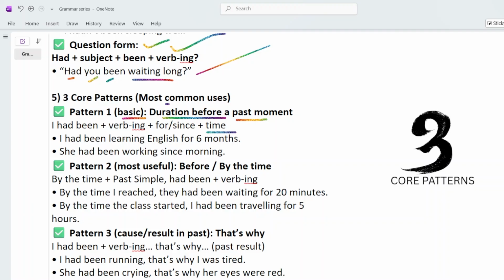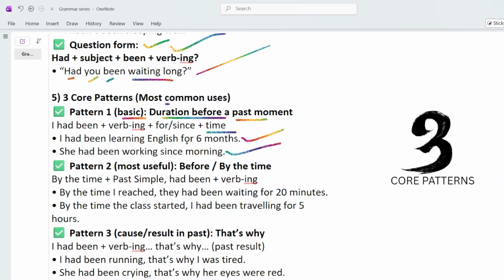So, I had been learning. Verbing is learning; the verb here is learn, taking the ing form. All right. So, I had been learning English for 6 months. For 6 months' time. She had been working since morning.